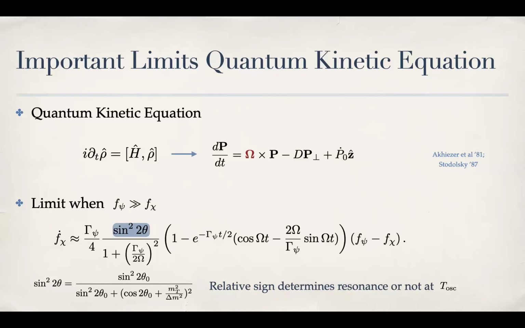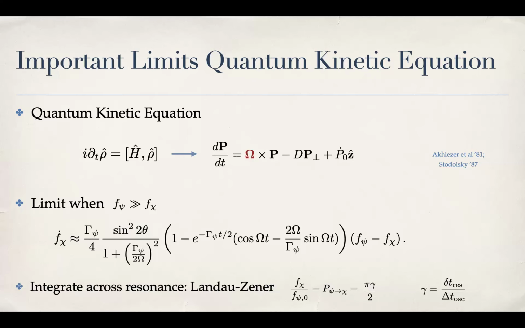So as an example, when m thermal squared over delta m squared is exactly equal to cos 2 theta naught, then this piece becomes sine squared 2 theta naught over sine squared 2 theta naught, i.e. it becomes 1. That's the resonance, as I was saying. So it depends on the relative sign of this term to this term. If, again at this temperature T-os, the relative sign does not exactly cancel, the chi is still dominantly produced at T-os, except your sine squared 2 theta doesn't briefly go to 1. It just goes to your vacuum mixing angle very quickly. So again, this relative sign determines whether you have these resonances or not at T-os.